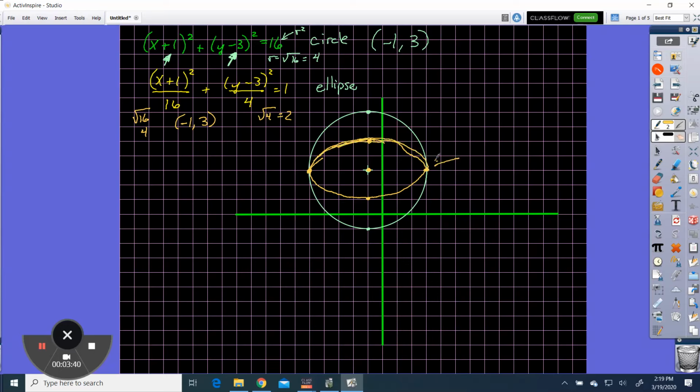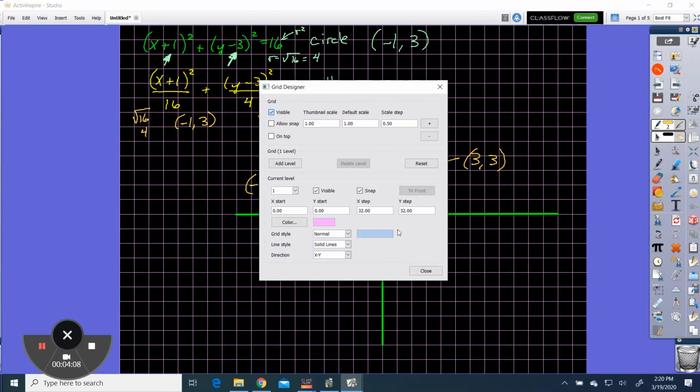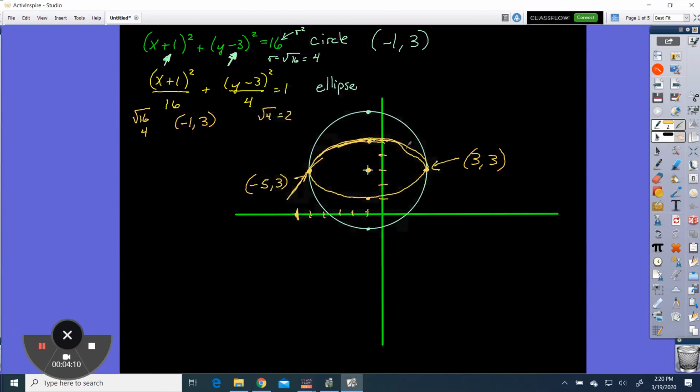Where do these points intersect? Well, they intersect 1, 2, 3, 3. So 3, 3 is one solution. Where does this one intersect? It intersects at -1, 2, 3, 4, 5. So -5, 3. That's another solution. So once you've done that, you've done the work for this problem. So anyways, that's what it looks like.